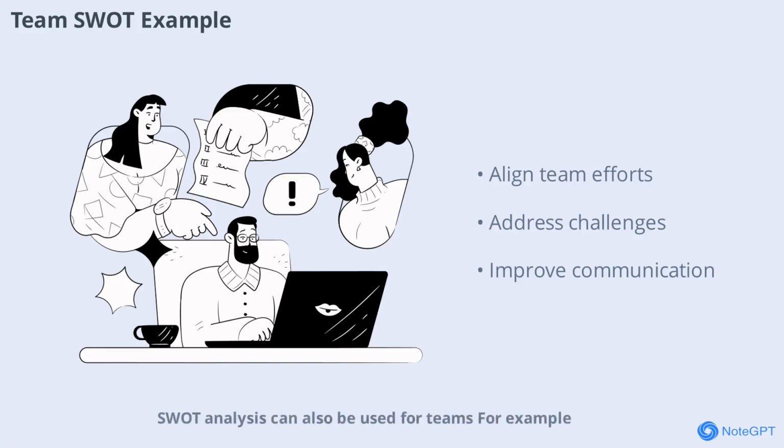SWOT analysis can also be used for teams. For example, a project team might list technical expertise as a strength but note communication issues as a weakness. Opportunities could include new project management tools, while threats might be tight deadlines or shifting client needs. This approach helps teams align their efforts and address challenges together.